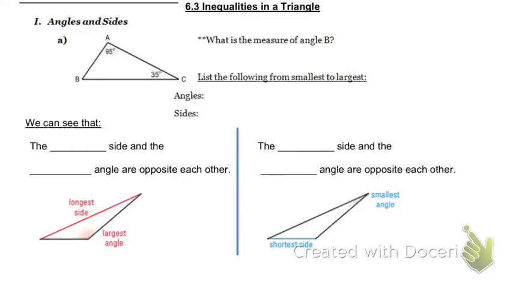You guys will be able to use triangle inequality, section 6.3, okay? So we're going to talk about inequalities in the triangle, okay? So angles and sides. So we know triangles are made up of 3 sides and 3 angles, okay?